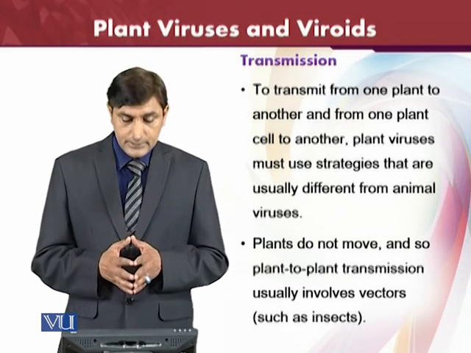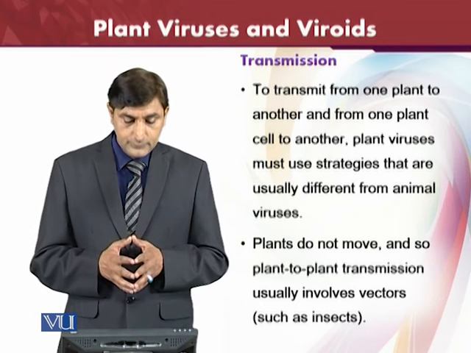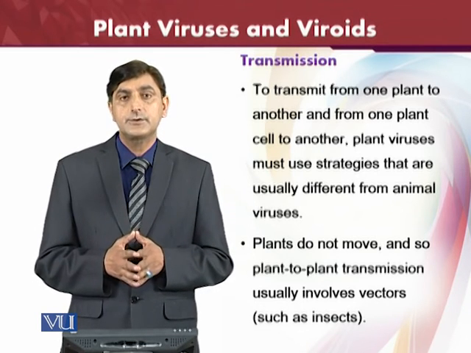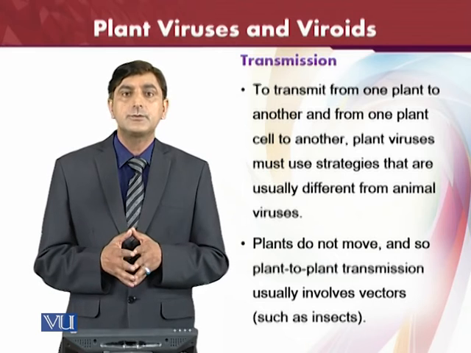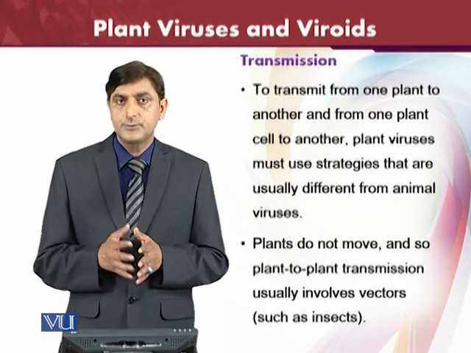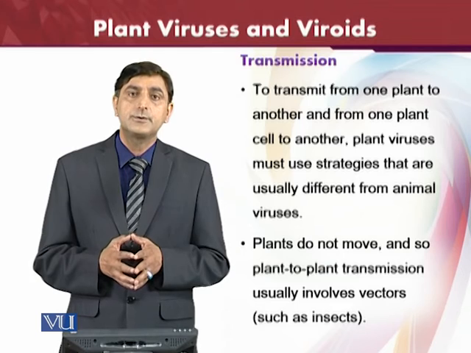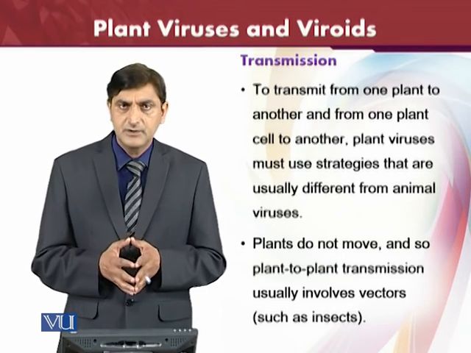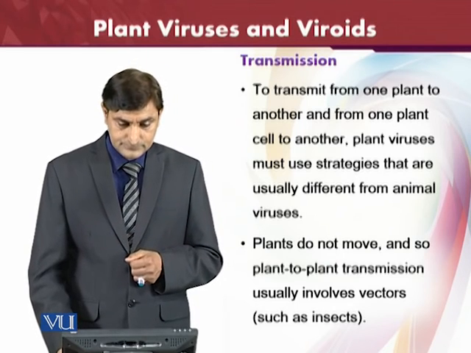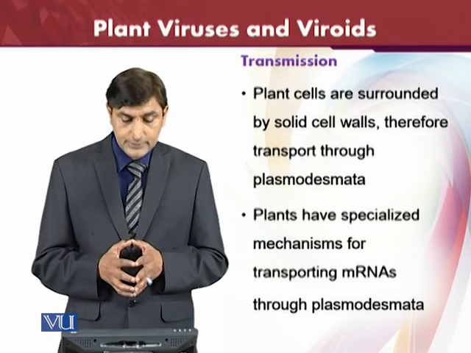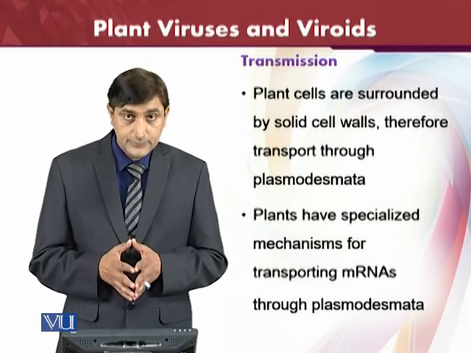Plants don't move. Plant to plant transmission usually involves vectors, which may be insects, and the virus can also be transmitted through injury or physical contact. The injury may be caused by some medication or by animals. The plants are surrounded by solid cell walls, therefore transmission occurs through the plasmodesmata.